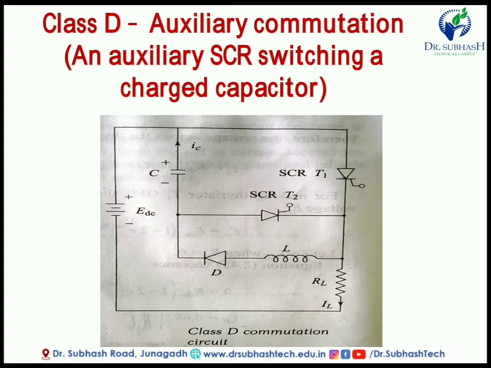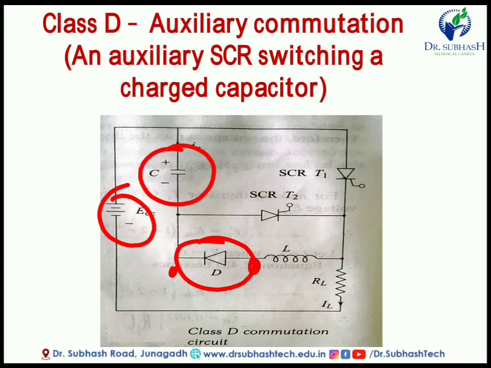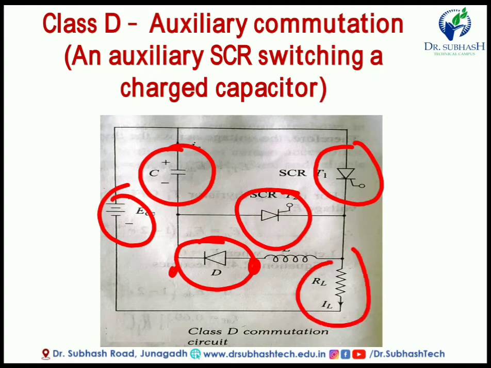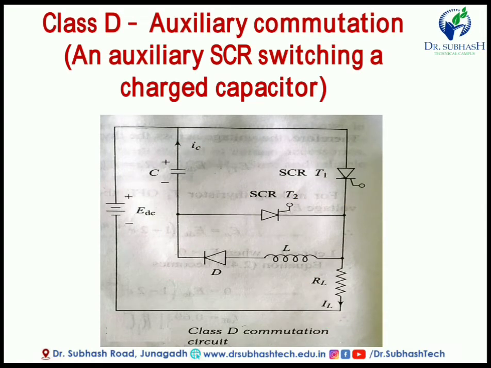Here D means this is the diode, a two terminal device with anode and cathode. Anode is connected to here, cathode is connected to here. DC supply, then capacitor, then this SCR T1 and this SCR T2, and this is the load resistance. The current flowing through the RL is known as IL, the load current. So this one is about the class D commutation.